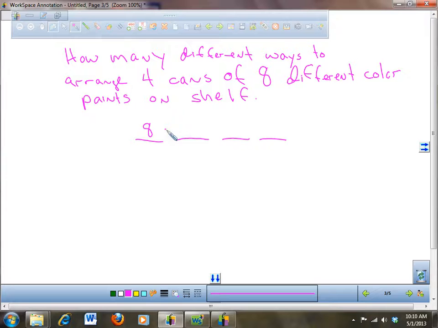How many choices do I have for here? 7. And so say I choose yellow and blue, then how many choices do I pick? 6. And then 5. Okay? So that's known as something that's known as a permutation.